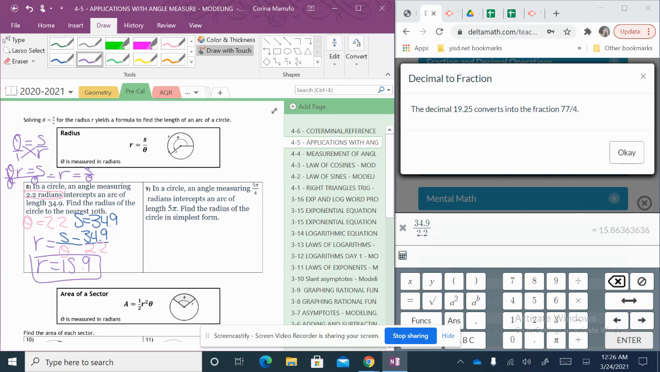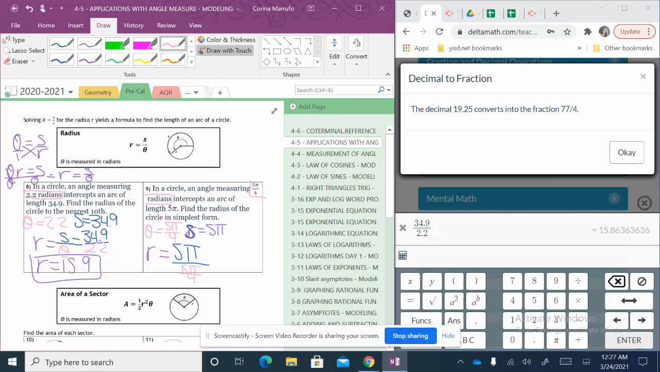Okay, the next one, it says in a circle an angle measuring 5 pi over 4 radians. So that means that our theta is equal to 5 pi over 4 and intercepts an arc length of 5 pi. Find the radius of the circle in simplest form. Wait, this is S, I'm sorry. S. Should have been in blue. Okay. So here our radius is equal to our arc length, which is 5 pi, divided by our angle, which is 5 pi over 4.